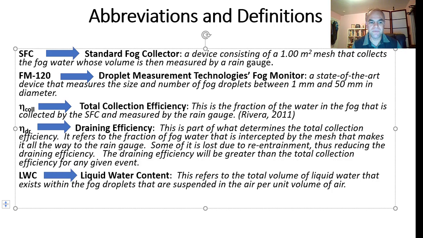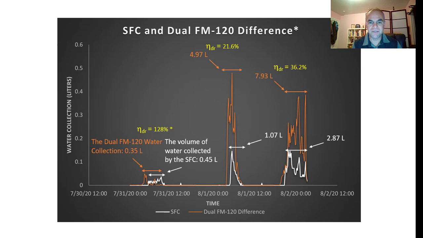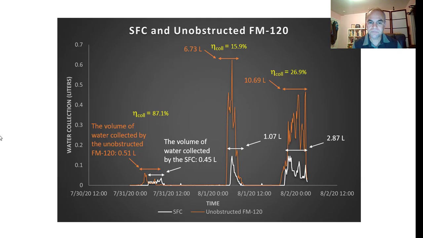Here's what we got from the data, and this is the kind of thing that you'll be doing in this report. The red represents the liquid water content measured by the FM-120, that's labeled C. It's the one that's in front of the standard fog collector. And you can see that the water measured by the FM-120 should be greater than this total volume here.